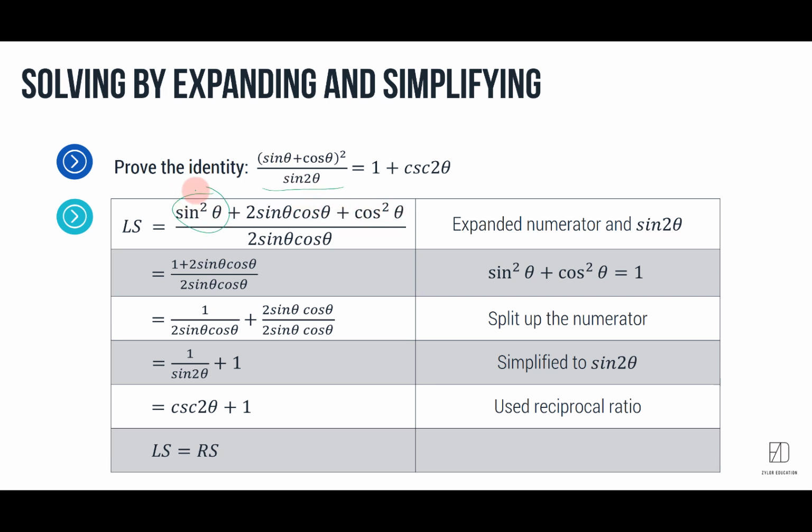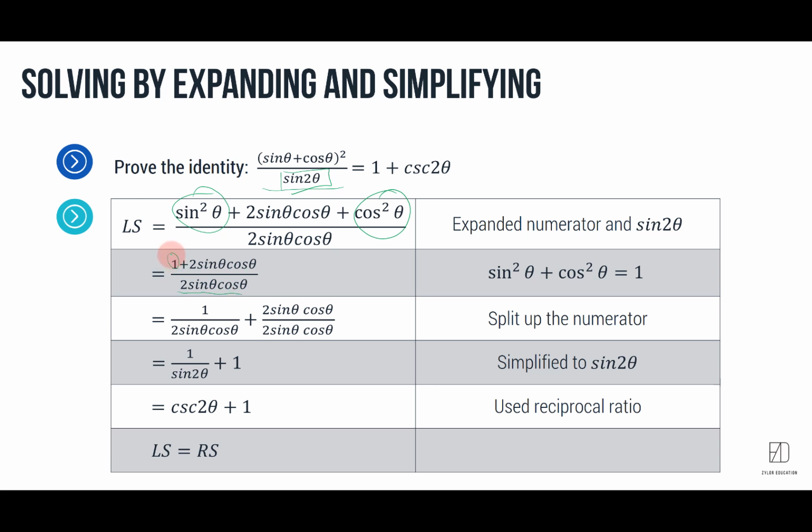But we know that sin squared theta plus cos squared theta is equal to 1. So we can combine those two and get 1. So we're left with 1 + 2 sin theta cos theta in the numerator. And we also know that sin 2 theta is equal to 2 sin theta cos theta. So that will be our denominator.